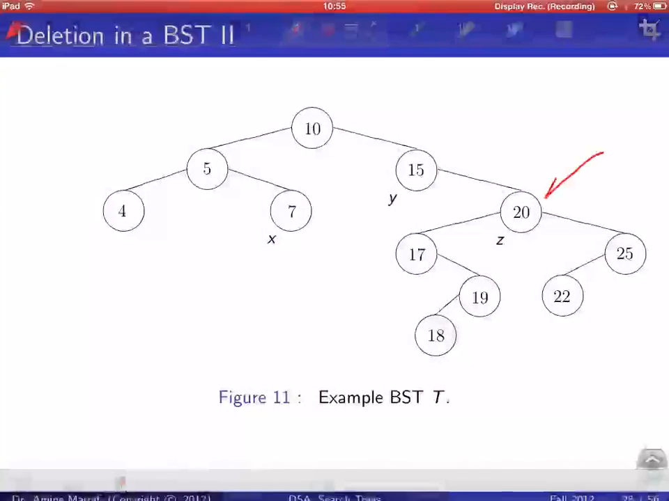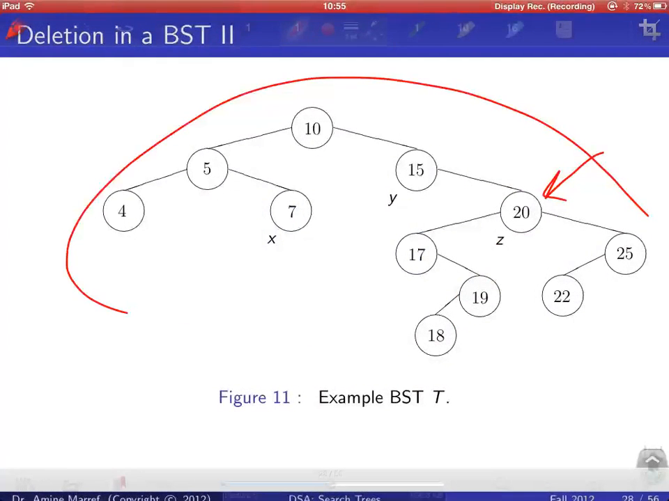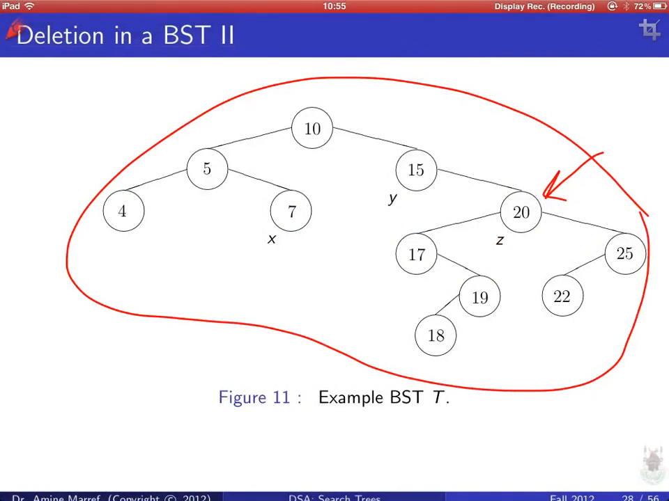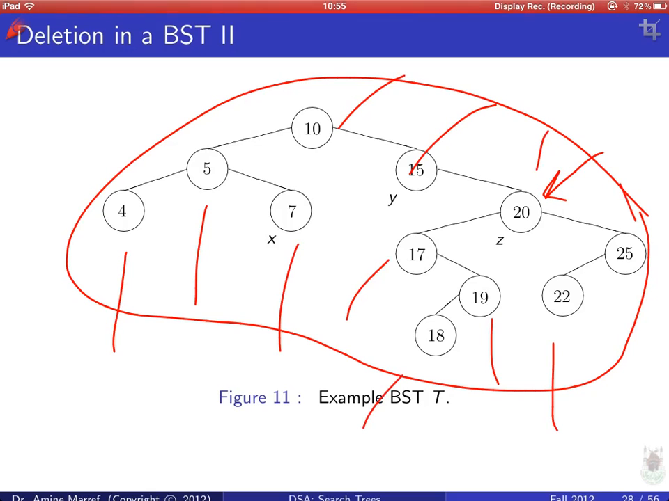this is 20. If we look at the nodes in the tree, if we try to order them from smallest to largest, so the smallest is 4, and then 5, and then 7, and then 10, and then 15, and then 17, and then 18, 19, 20, 22, 25. If we try to order them from the smallest to the largest, this 19 is the element which is going to be before 20 immediately. And it's called Inorder Predecessor.